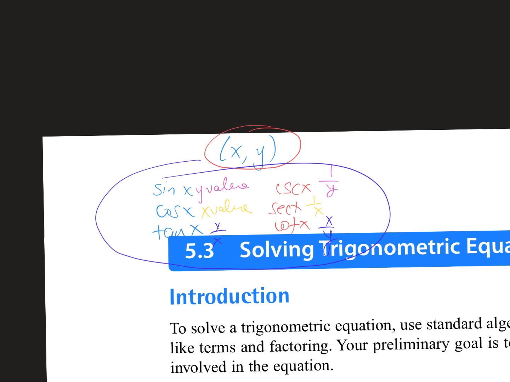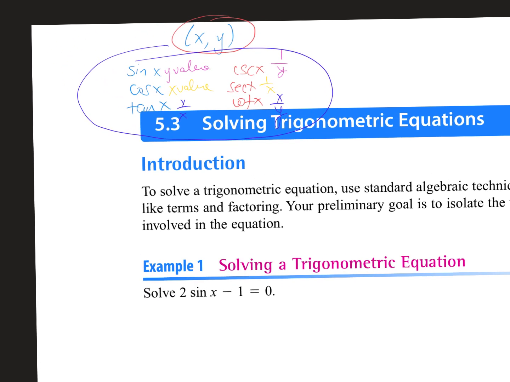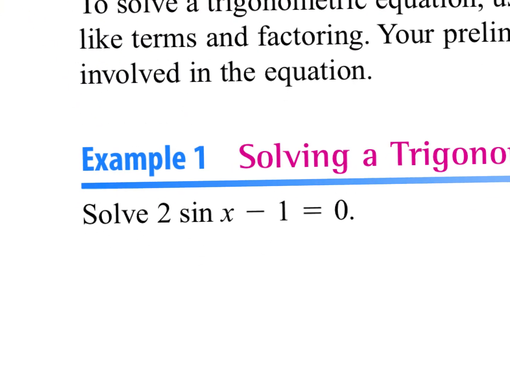How do we think when we're talking about trig stuff? How did I tell you guys to think? Algebraically, and it's exactly what we're going to do. We are solving these equations. If this equation said 2x minus 1 equals 0, what would you guys do? Add 1 to both sides and divide by 2. That is exactly what we're going to do.